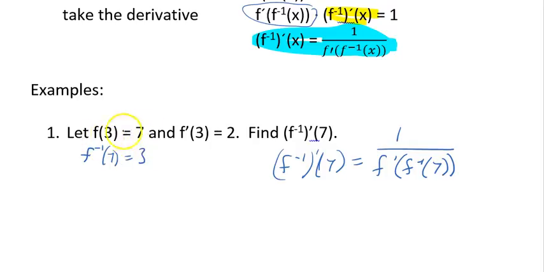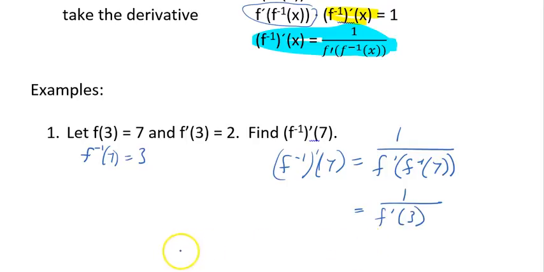So a point on the original, 3, 7, is the point 7, 3 on the inverse. The x's and y's are switched. So they just gave me this, but I also know about the inverse. And since f inverse of 7 is 3, I can replace the inside here with 3. So I have 1 over f prime of 3.